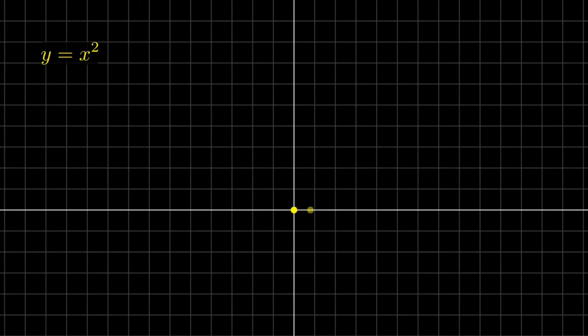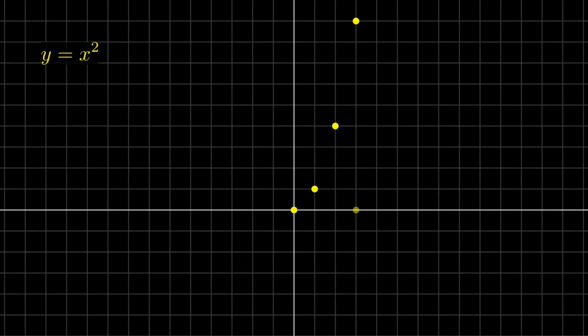Then if we go to x equals 1, we have 1 squared being 1, so that means there's another point there up by 1. Then for x equals 2, squaring 2 gives you 4, so that sends us 4 units up to there. And then for x equals 3, squaring 3 gives you 9, so that puts us all the way up to there. And so you can see it's getting increasingly steep.